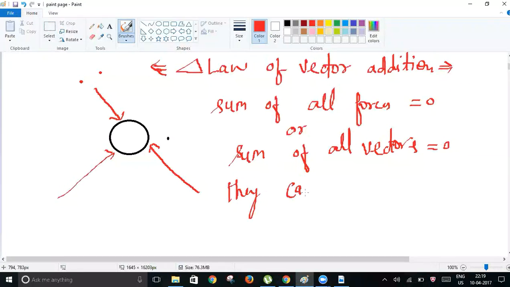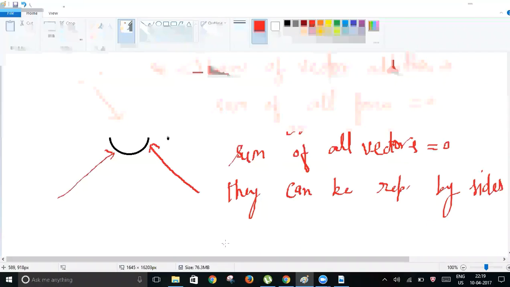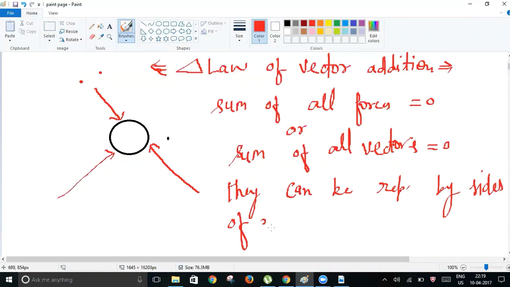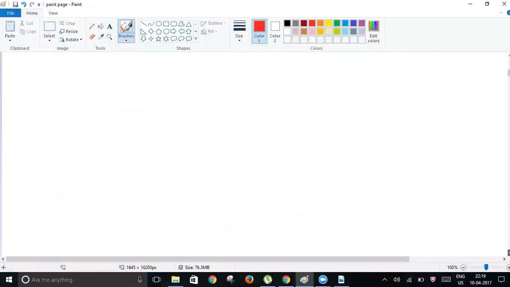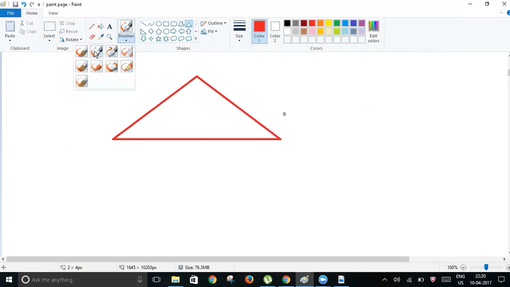That means we can say they can be represented by sides of a triangle. Okay. For example, I'm drawing a triangle here. We can label this triangle as A, B, C.